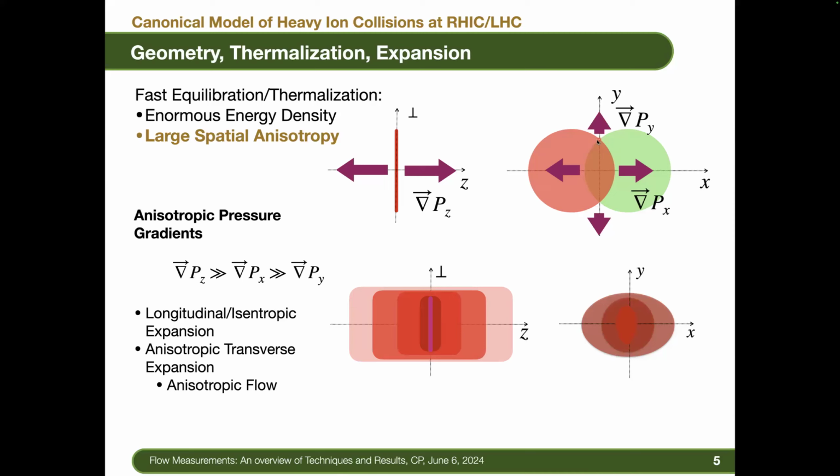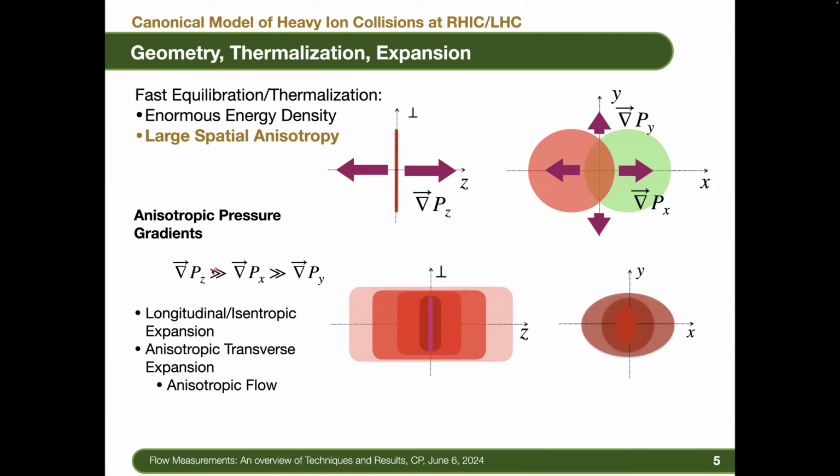Whereas in the transverse plane, along the x-axis here, you have a somewhat smaller but still large pressure gradient. And in the y direction in this slide, you will also have a pressure gradient, but the size of the overlap in that direction being larger, we have a slightly smaller pressure gradient. So this leads to a hierarchy of pressure gradients, as shown here: largest in the z direction, slightly smaller in the x, and smaller still in the y direction.